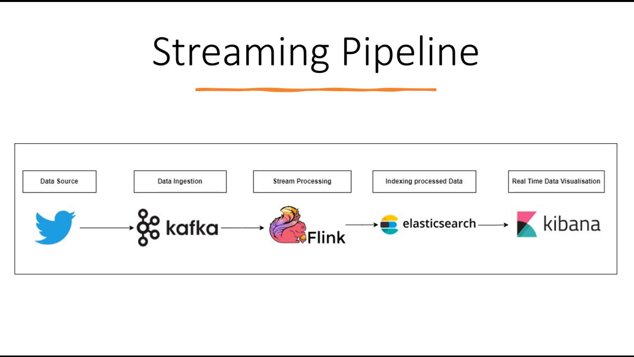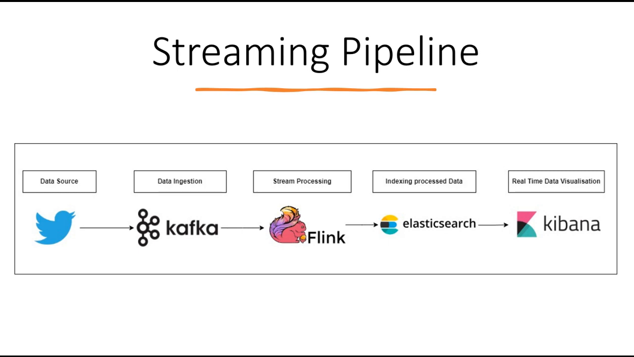Our pipeline begins with Kafka, a high-throughput distributed messaging system. We connect Kafka to the Twitter API, allowing us to ingest a continuous stream of tweets in real time. This ensures that we have a constant flow of data to work with.